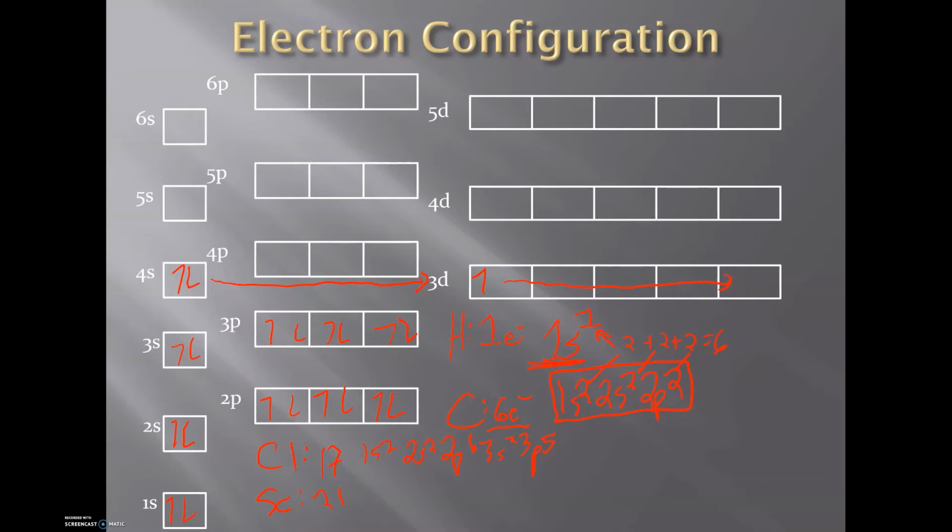Now, as far as scandium is concerned, let's figure out the configuration. 1s2, 2s2, 2p6, 3s2, 3p6, 4s2, and 3d1. Your transition metals are always going to be one less than the s shell. So in this case, we had 4s. It goes to 3d. If we have 5s, it's going to go to 4d. If we have 6s, it's going to go to 5d. So that pattern stays consistent as you look at the periodic table.